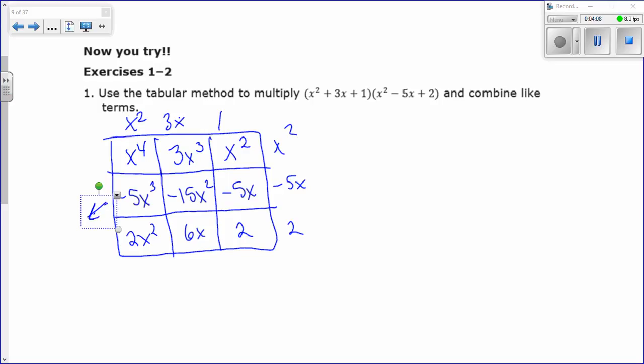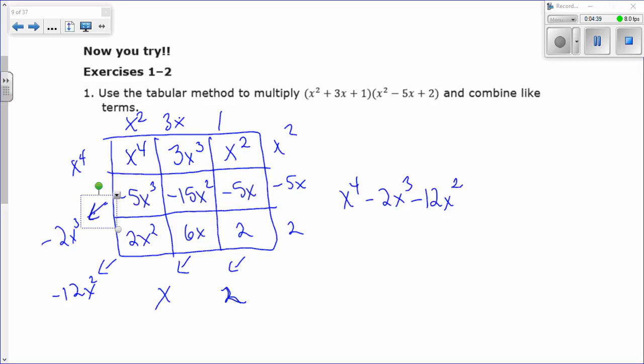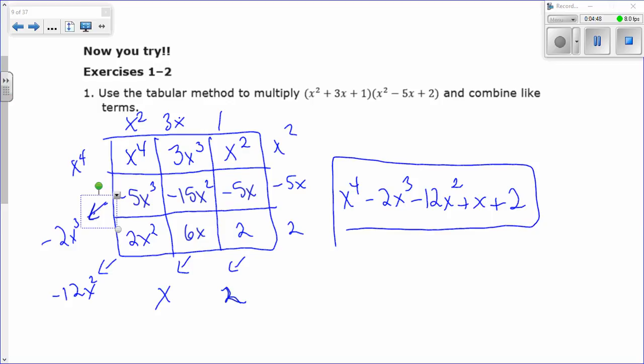When I combine my like terms over here, I get negative 2x cubed. There's nothing to combine there, so that's x to the 4th. On this diagonal, I get a negative 12x squared. On this diagonal, I get x, and then finally I can bring down the 2. So my actual polynomial answer is x to the 4th minus 2x cubed minus 12x squared plus x plus 2. So when I multiply those two out, that's what I get.